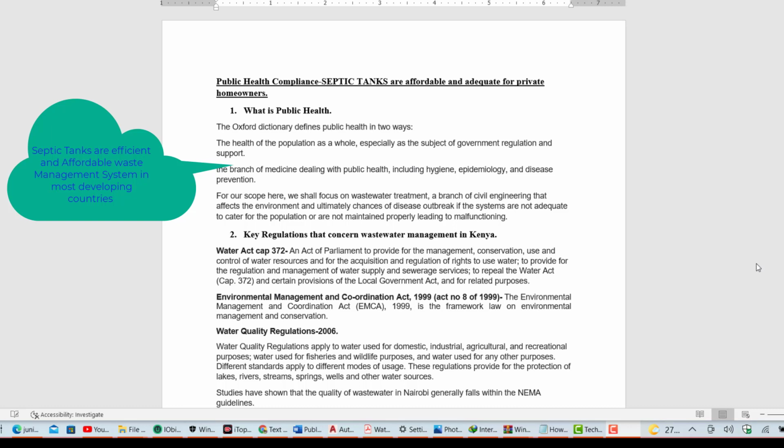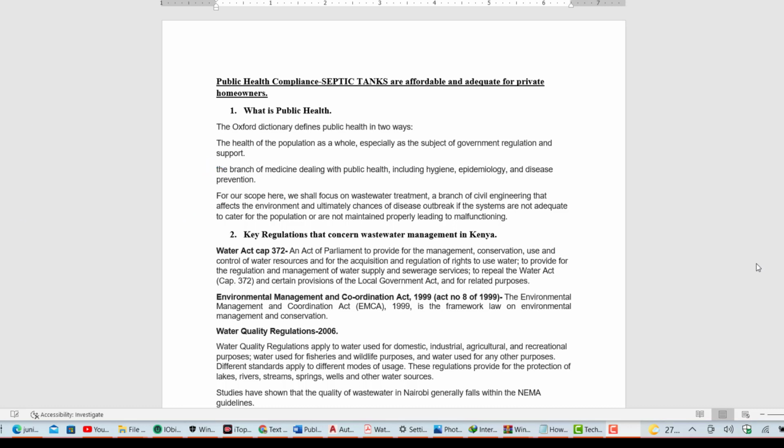From this perspective, we are going to focus on wastewater treatment, a branch of civil engineering that affects the environment and ultimately chances of disease outbreak if the systems are not adequate to cater for the population or are not maintained properly, leading to malfunction. Yeah, so this is very important.